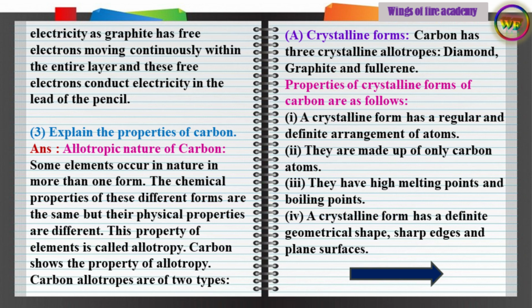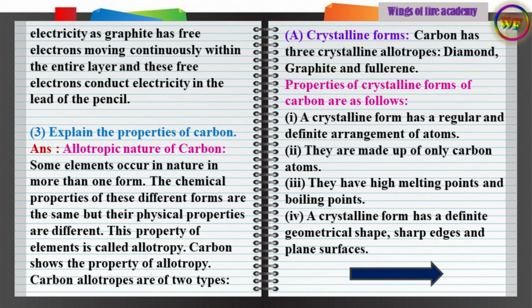3. Explain the properties of carbon. Answer. Allotropic nature of carbon. Some elements occur in nature in more than one form. The chemical properties of these different forms are the same, but their physical properties are different. This property of elements is called allotropy. Carbon shows the property of allotropy. Carbon allotropes are of two types.